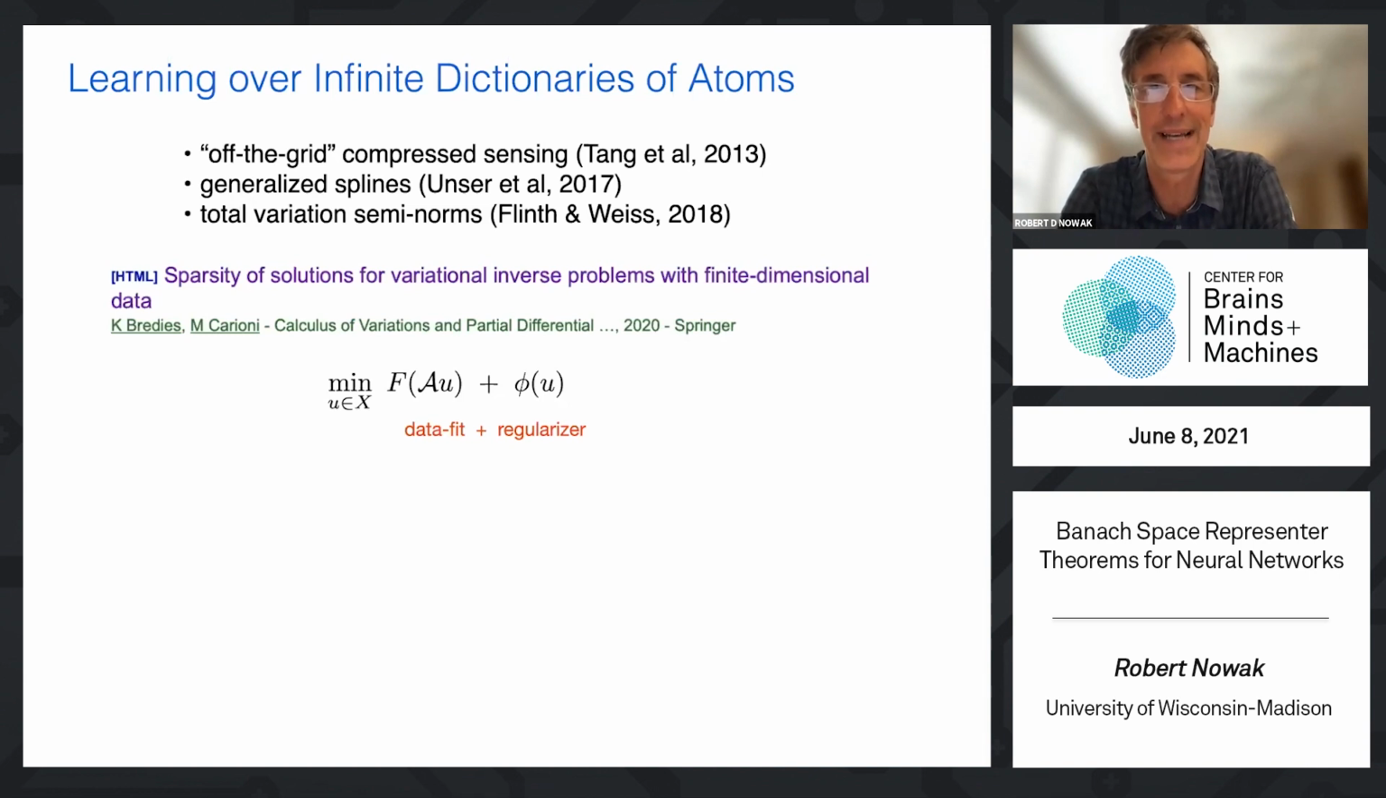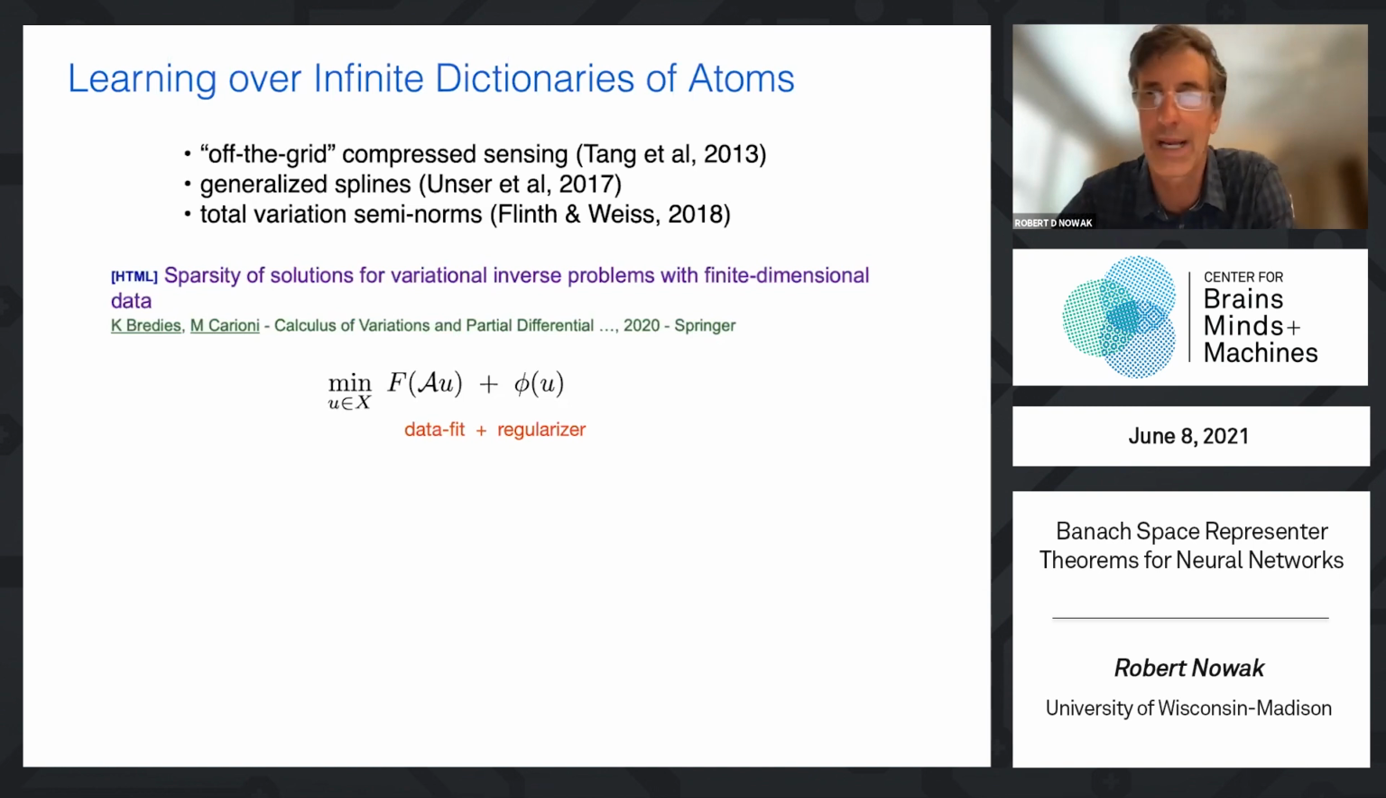Really, over the last decade or so, there's been a lot of interesting work that has focused on learning over infinite dictionaries of atoms. This really started to take off with people looking at things like compressed sensing, especially what's known as off-the-grid compressed sensing. I won't go into what that is, but it was a very popular area about 10 years ago. Also generalized splines. This is some great work by Michael Unser and his colleagues over recent years. And then more generally, people investigated using total variation semi-norms in regularized data fitting problems.